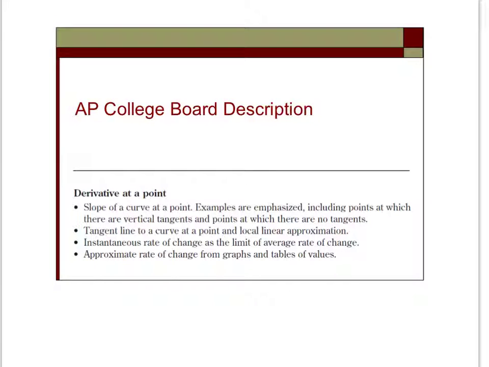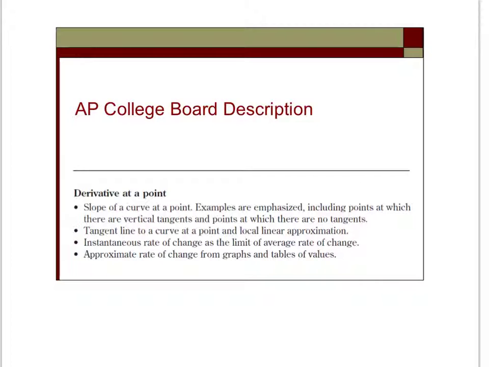Okay, so today we are going to look at the next aspect of our College Board descriptions, focusing specifically on the derivative. You can see here we're going to look at the slope of a curve at a specific point. We're going to look at vertical tangents and where there'll be no tangents. Also, we're going to look at local linear approximation and average rate of change.